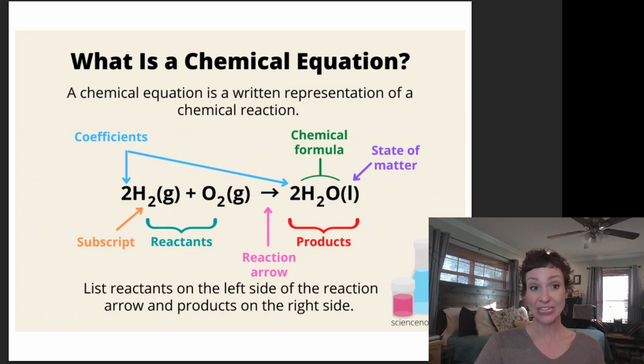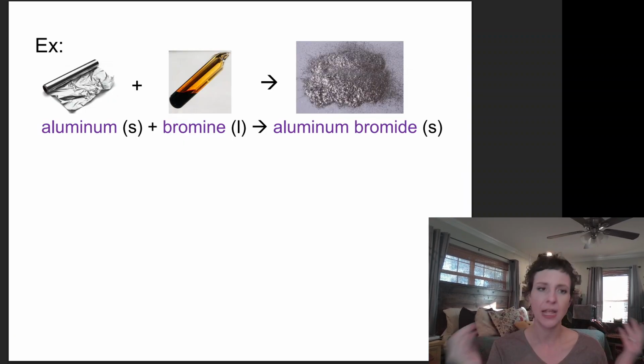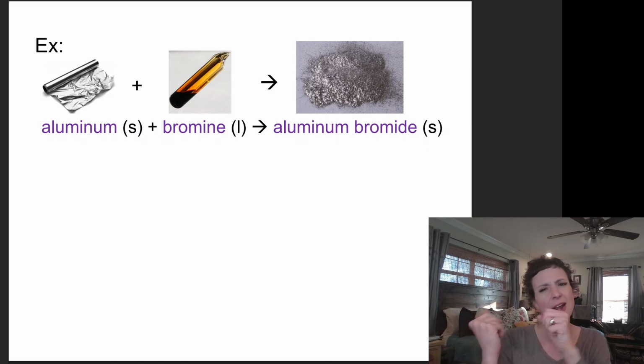What is a chemical equation? A chemical equation is a written expression or representation of a chemical reaction. I know there's a lot of different labels here. We're going to dive into those one-on-one in the next few slides. But first I want to give us an example. Let's say I mix aluminum and bromine together, and I see that I create aluminum bromide.